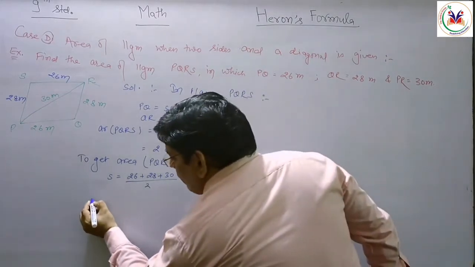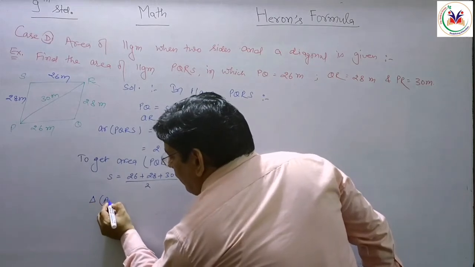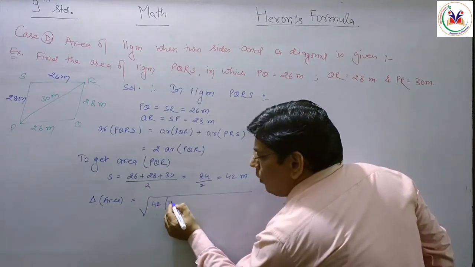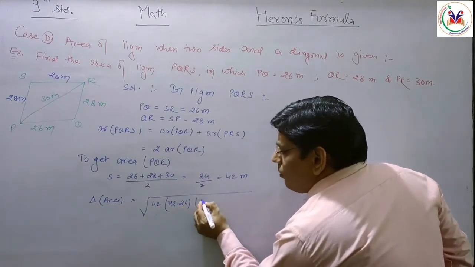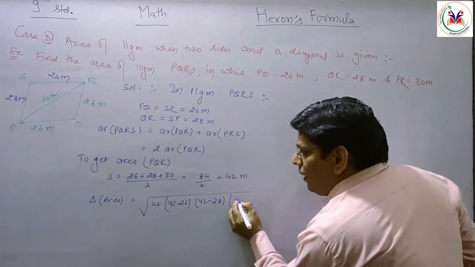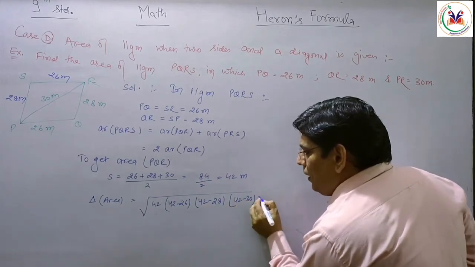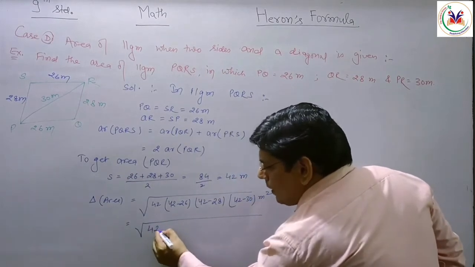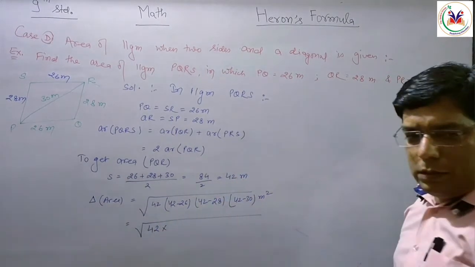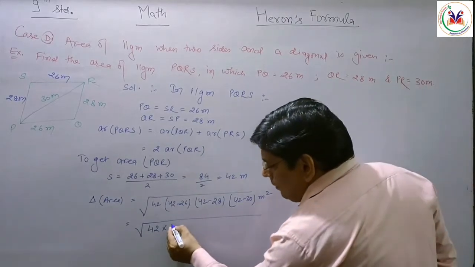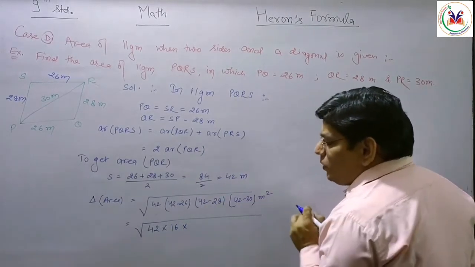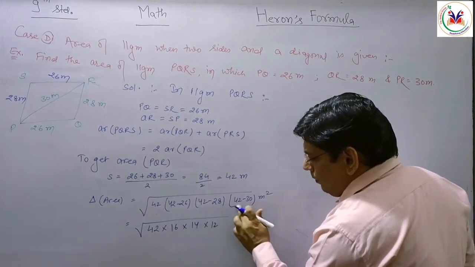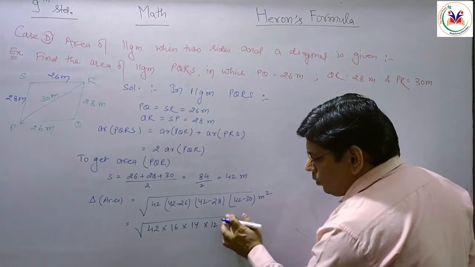Now delta or area you can say 42 into 42 minus 26, 42 minus 28 and 42 minus 30 meter square. Now 42 will be as it is. 42 minus 26, that will be 16. 42 minus 28, that will be 14, and that will be 12 meter square.